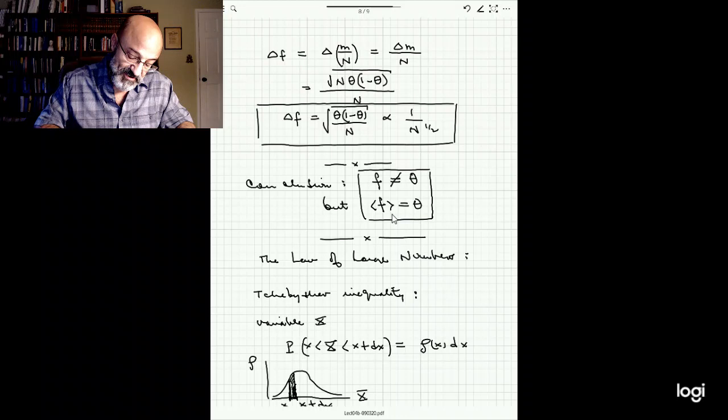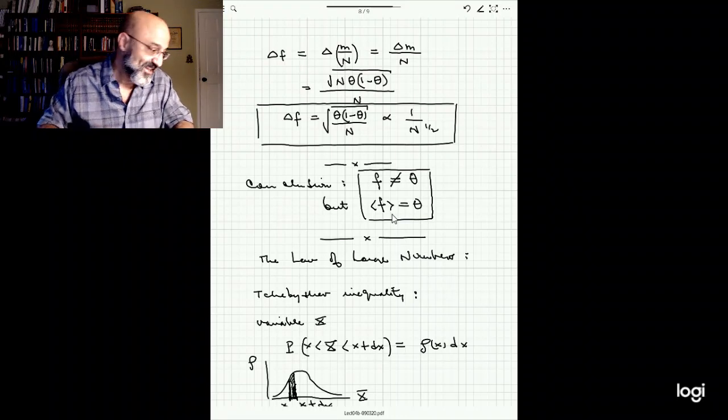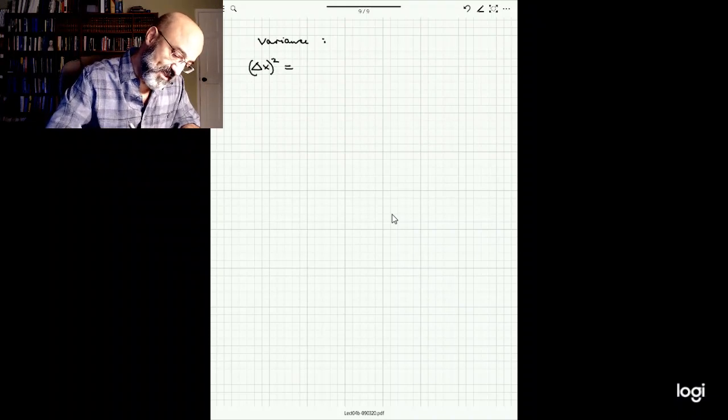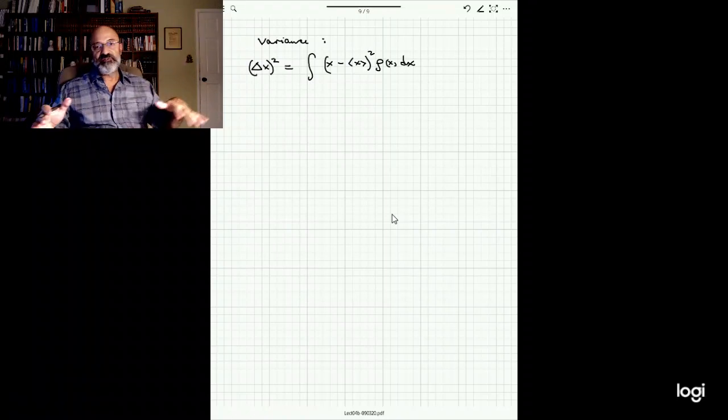Very good. So now that we have our formula, let's write what the variance is. Here's the variance of x. The variance of x is going to be the average of (x minus the expected value) squared, rho(x) dx. And we have to sum over all x's.